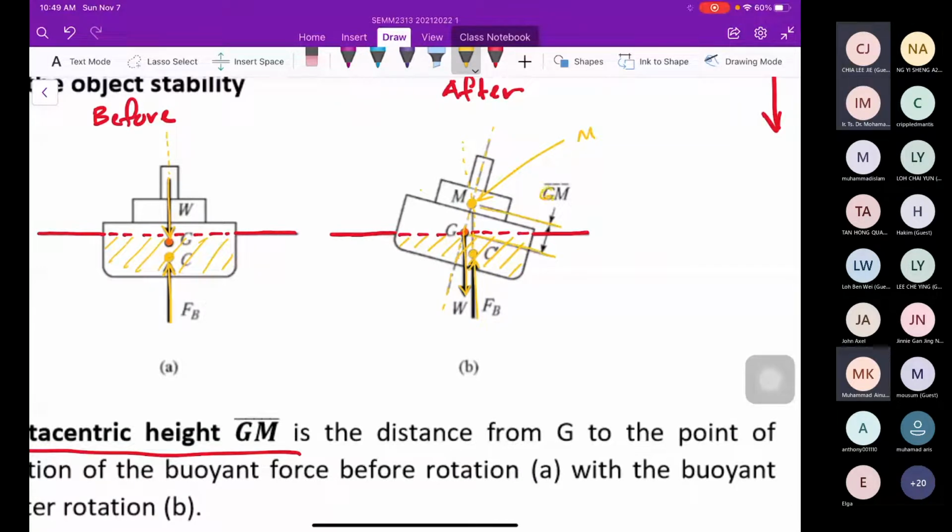This is GM, the distance here. So your job, basically, is to find the GM only. If the GM is positive, meaning G is below M, it is stable. If M is below the G, it is unstable.